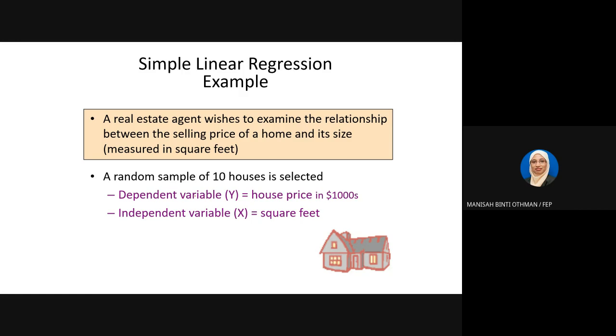In the question, in the exam, you should identify this. You have to identify which one is the dependent and which one is the independent. Later on, I will give you one example, a full question, so that you can identify first which one is dependent and which one is the independent.